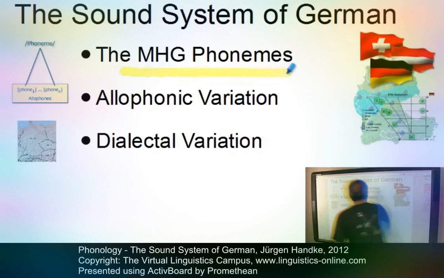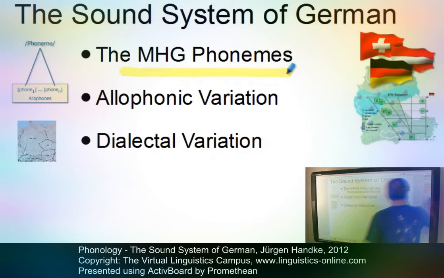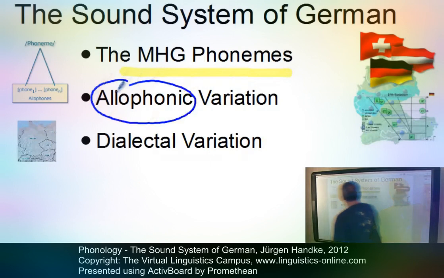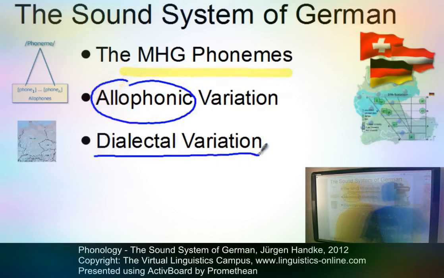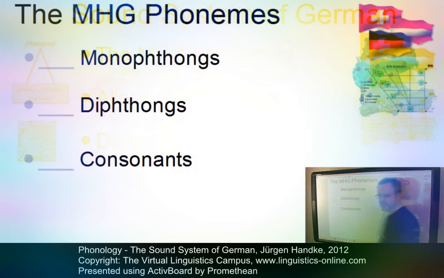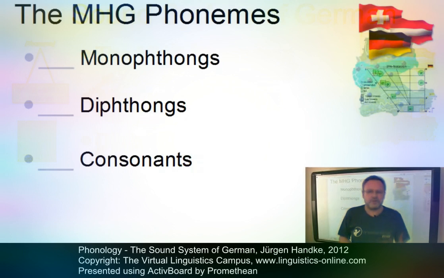Of the modern High German phonemes, some selected aspects of allophonic variation, including the discussion of special variants in some German dialects. Let us start with a brief look at the inventory of the German phonemes first. In modern High German we can define a total of 48 phonemes.